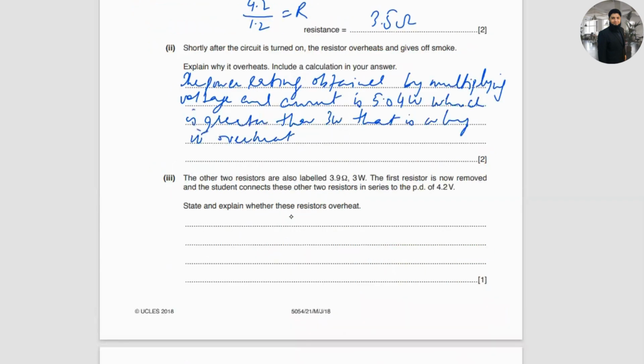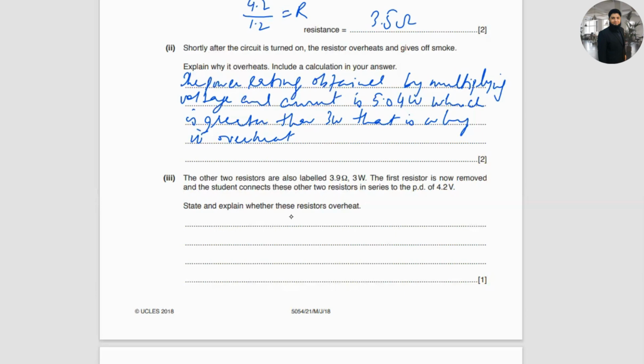Okay, the other two resistors are also labeled 3.9 ohms, 3 watt. The first resistor is now removed, and the student connects these other two resistors in series to the potential difference of 4.2 volts. State and explain whether these resistors overheat. No, it will not overheat because the voltage across each resistor now becomes half, which is 2.1 volts.